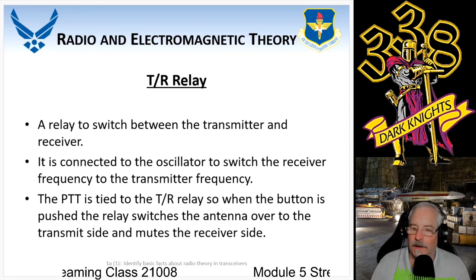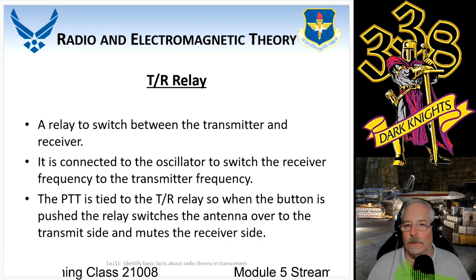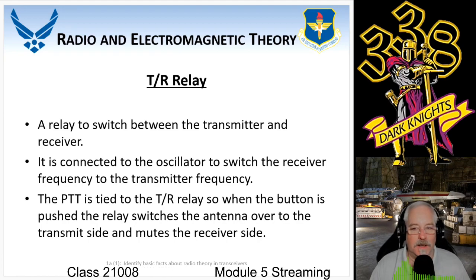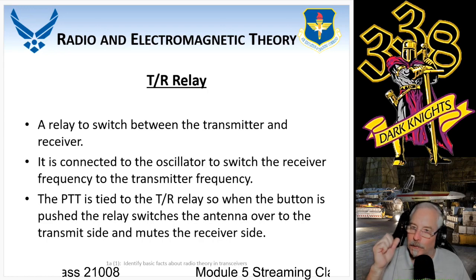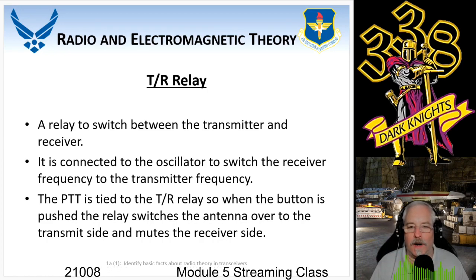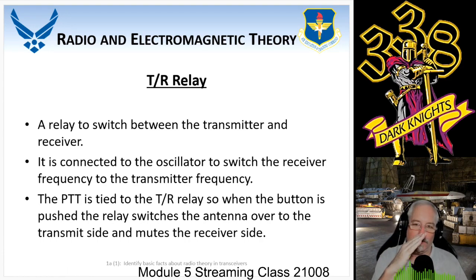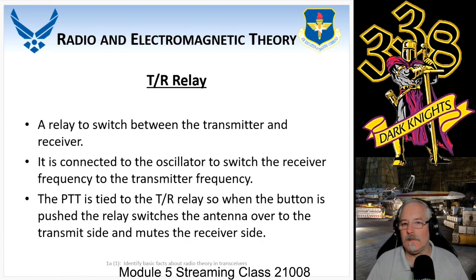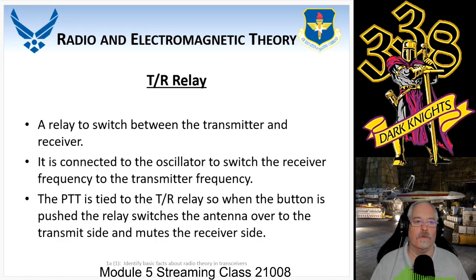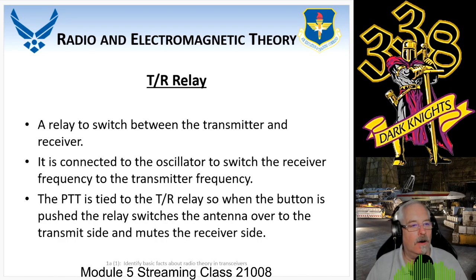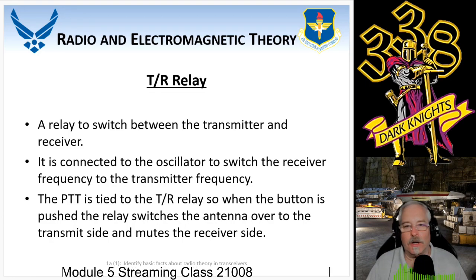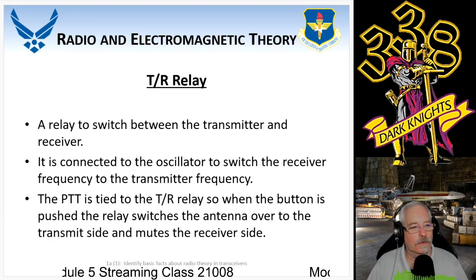This is just an example: when we are receiving and we need to transmit, the moment I press that key button on the radio, that relay is going to flip over to the transmit side, and now I have control over the antenna to transmit my RF out. It's only going to go through the antenna. It's not going to go through the receive section.